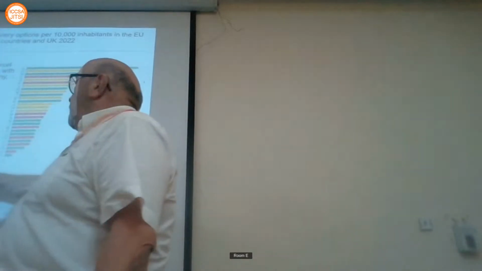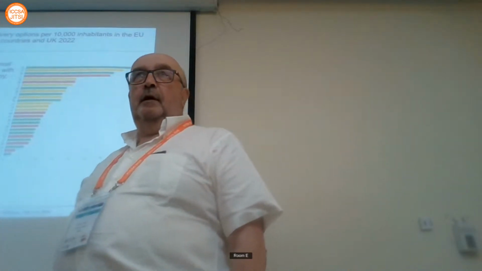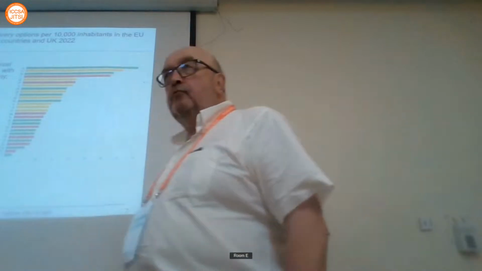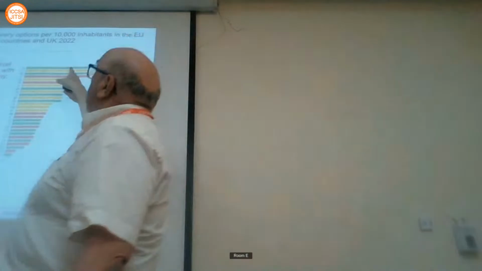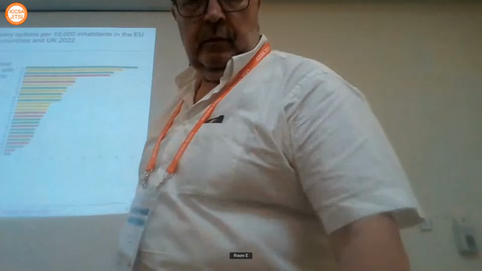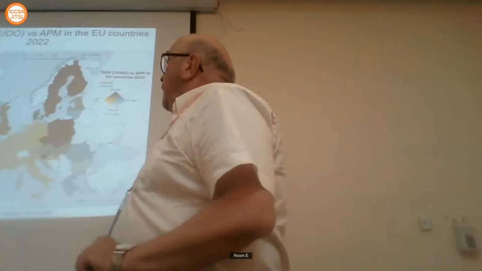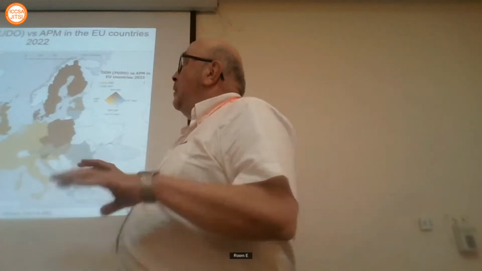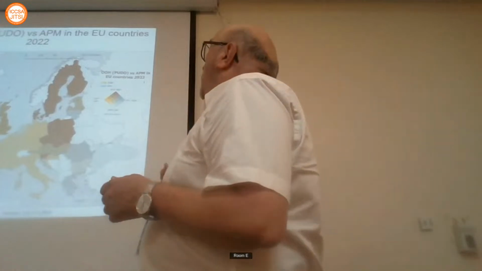In the meantime, of course, InPost had 30,000 APMs, automatic parcel machine lockers. This is per 10,000 inhabitants in 2022.